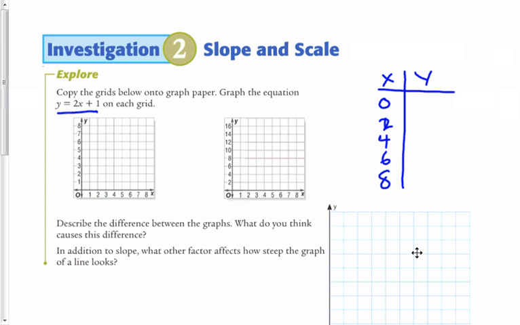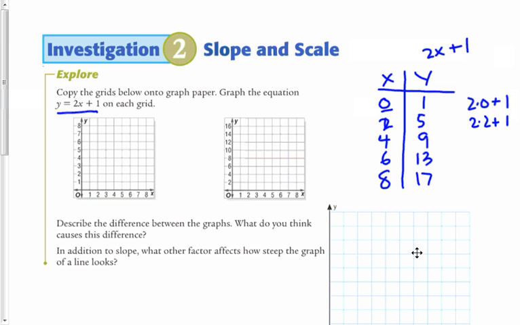So over here, y is 2 times x plus 1, so we're going to double 0 and add 1. 2 times 0 plus 1 is 1. 2 times 2 plus 1 is 5. 2 times 4 plus 1 is 9. 2 times 6 plus 1 is 13. We can now see a pattern. We're adding 4 every time we go up by 2 here. So this will be 17.